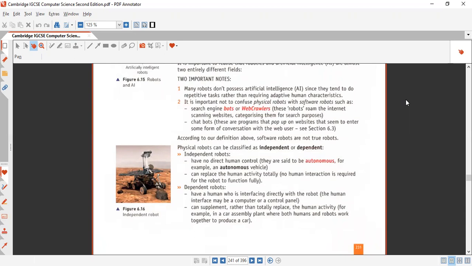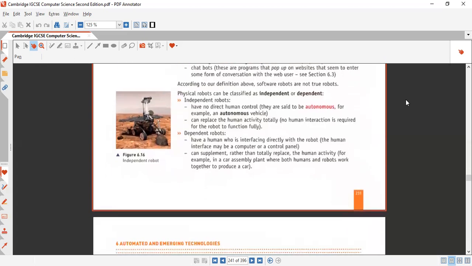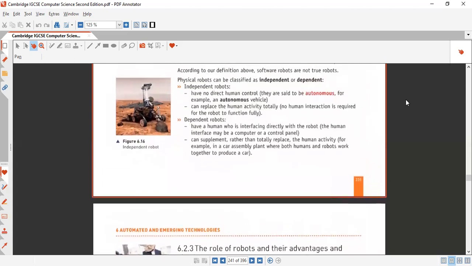Okay. Now there are some robots, for example, an autopilot system is a type of robot. It can perform any kind of action, sensing the surroundings, without the interference of a human. So these are known as independent robots. Am I clear over here?